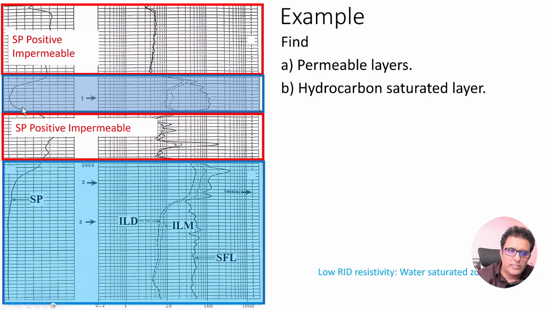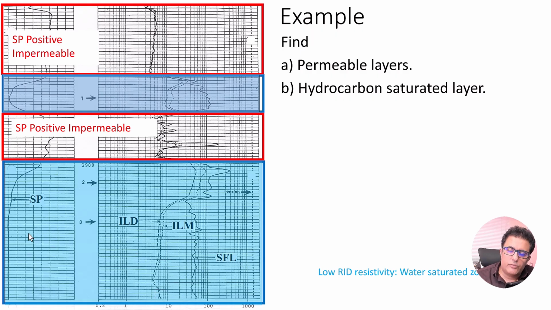And also we see two zones with negative SP, this zone and this zone, that we can consider to be permeable zones. Okay, now another question was to identify hydrocarbon saturated zone.